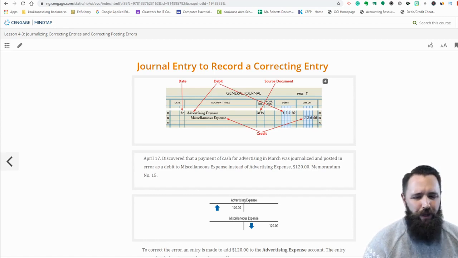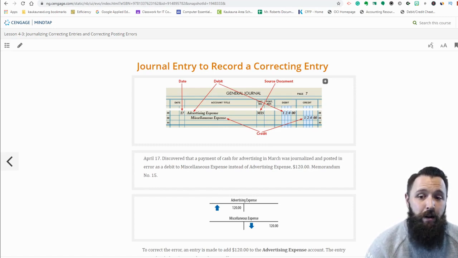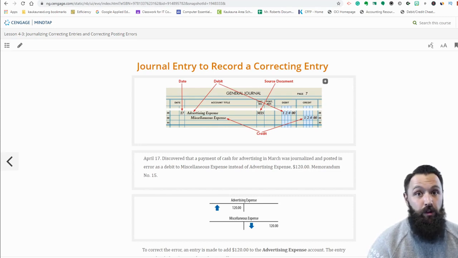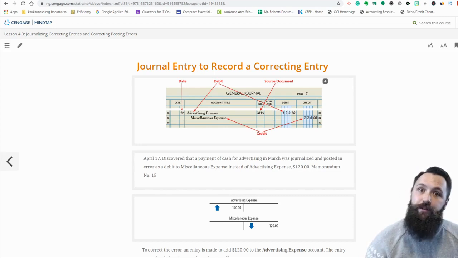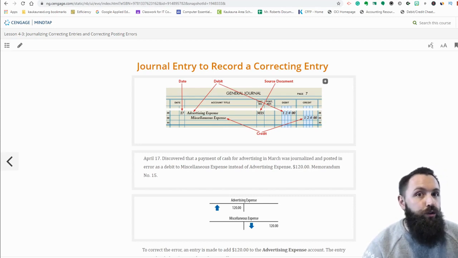And there's probably two big things that I'd want you guys to take a look at here. The first thing is, what did we do in the original improper or incorrect entry, right? We need to know how the accounts were affected. So here it says on April 17th, we discovered that a payment of cash for advertising in March was journalized and posted in error as a debit to miscellaneous expense instead of advertising expense. So let's just look at that for a second. What happened is we debited miscellaneous expense when we weren't supposed to. So what happens to that miscellaneous expense when we debit it? It increases.